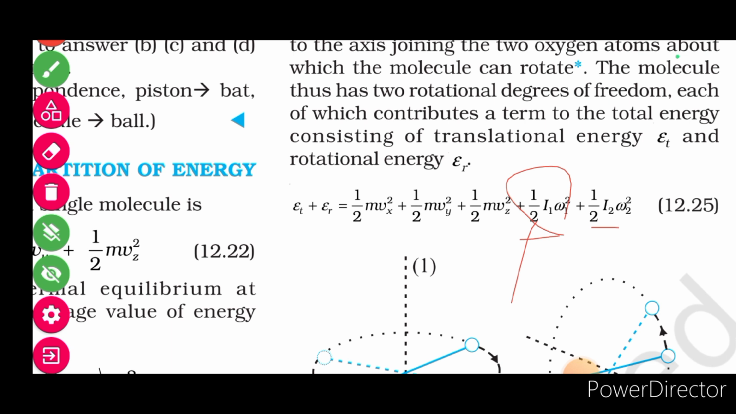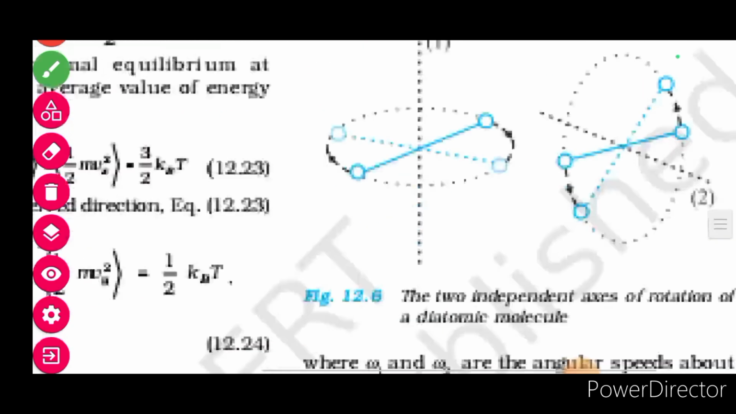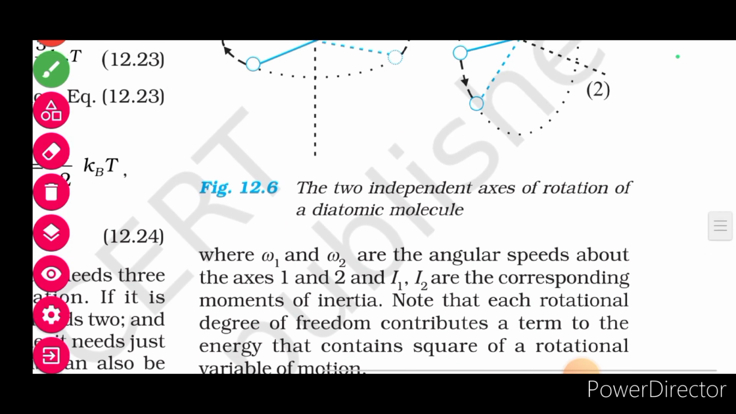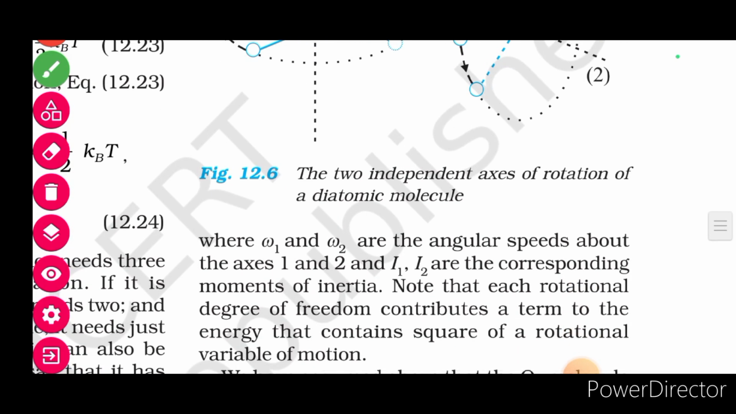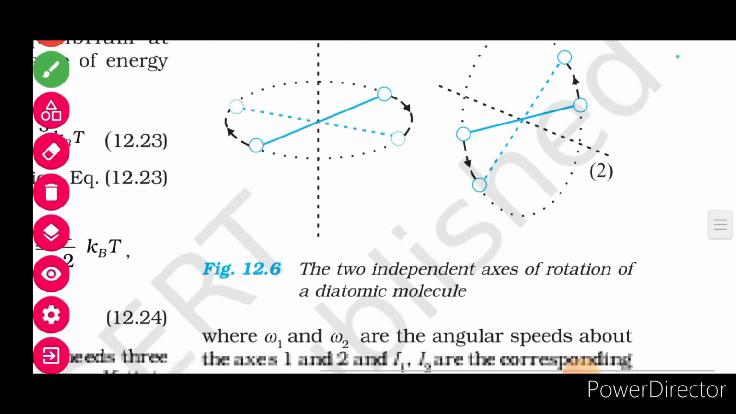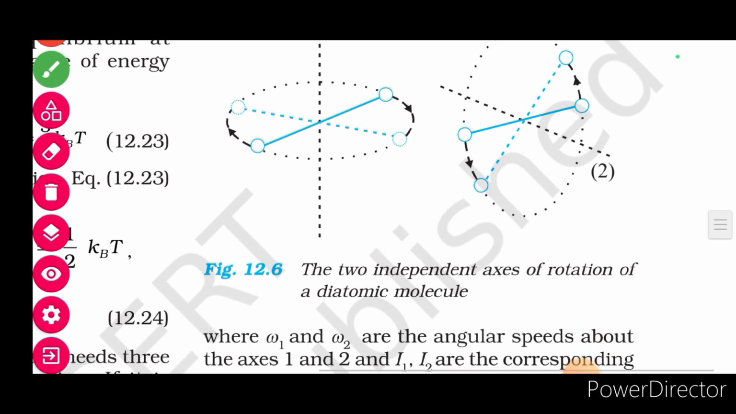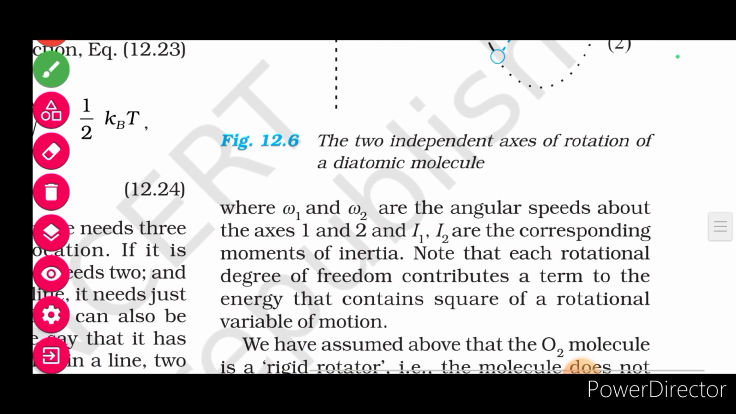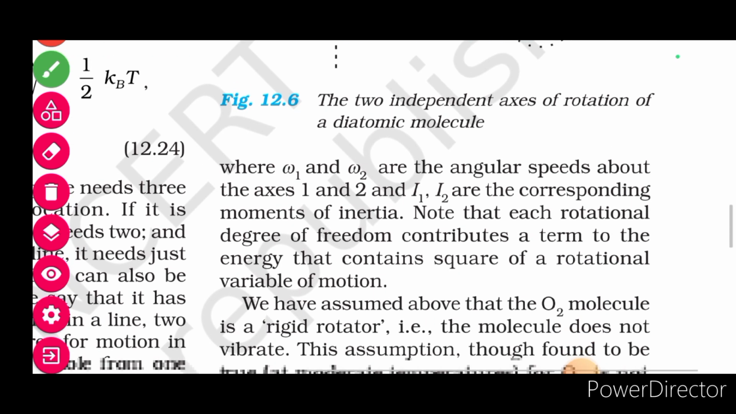Okay, and this is omega 1, the angular velocity. Again, I2 is the angular moment of inertia on that axis, and omega 2 is the angular velocity for that axis. Omega 1 and omega 2 are the angular speeds about axis 1 and 2. You can see the axes here. The direction of angular velocity is perpendicular to the plane. So this is 1 and 2, and I1 and I2 are the corresponding moments of inertia.